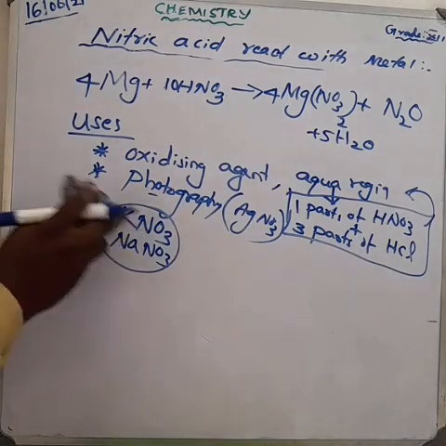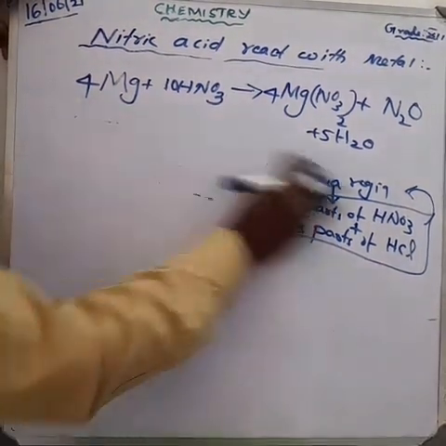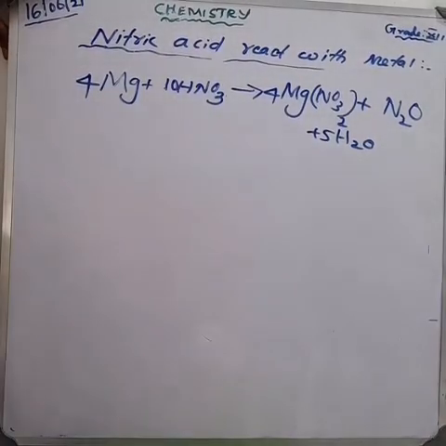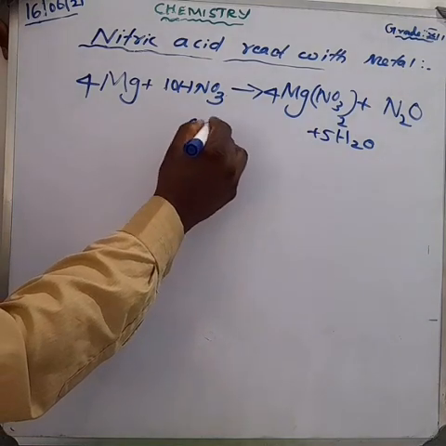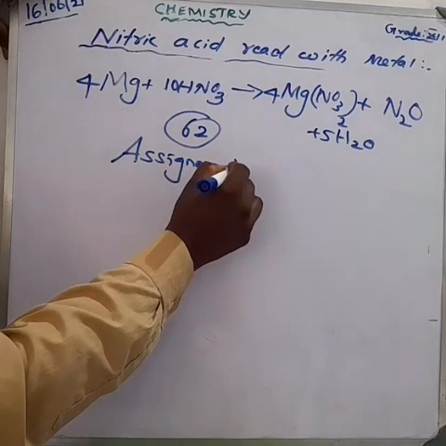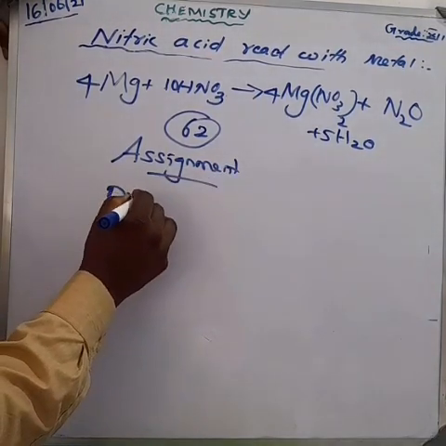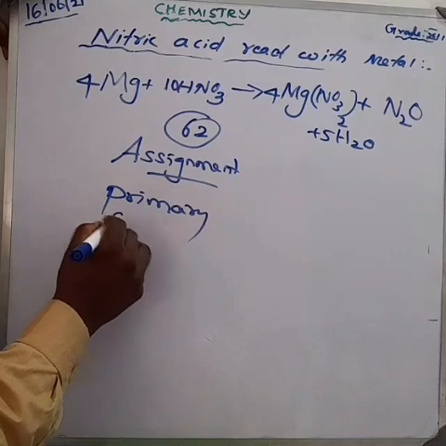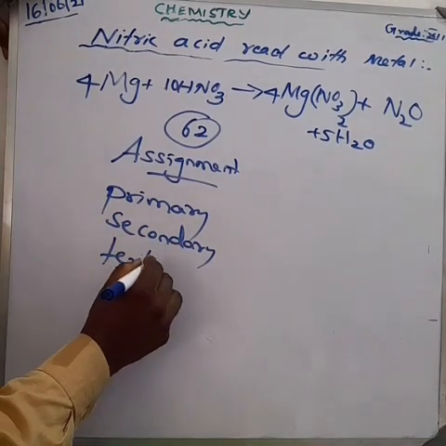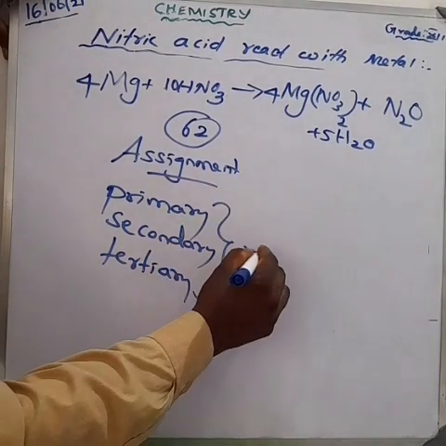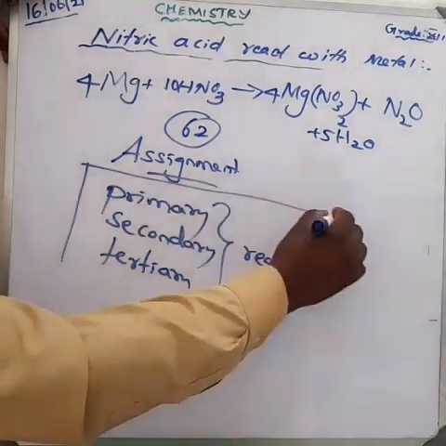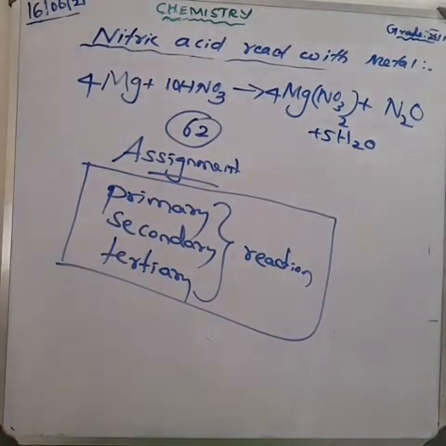So, I am giving one assignment. It's page number 62. Don't forget, page number 62. Primary reaction, secondary reaction, tertiary reaction. I think this is one of the 5-mark questions. Please try to learn at least the equations thoroughly. Okay. Thank you all. Have a nice day.